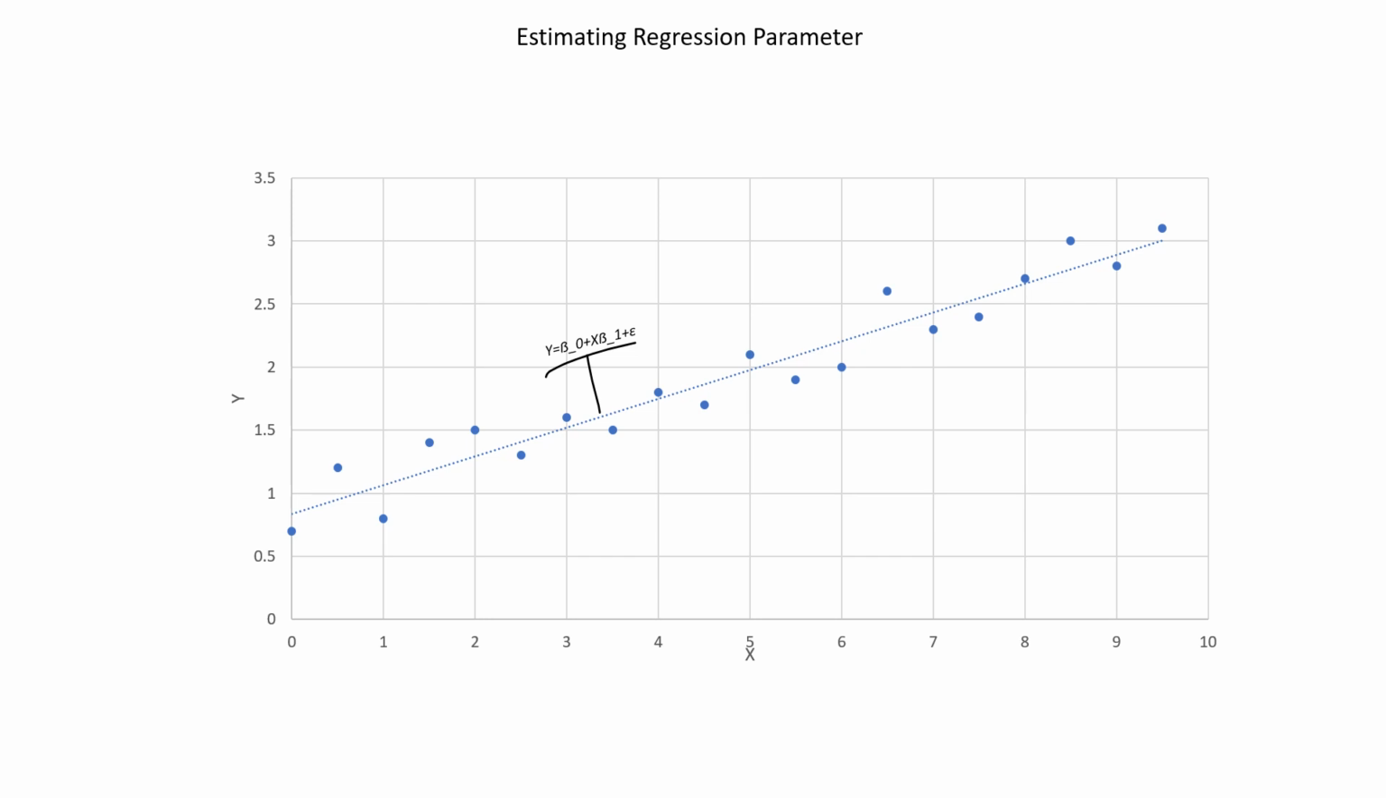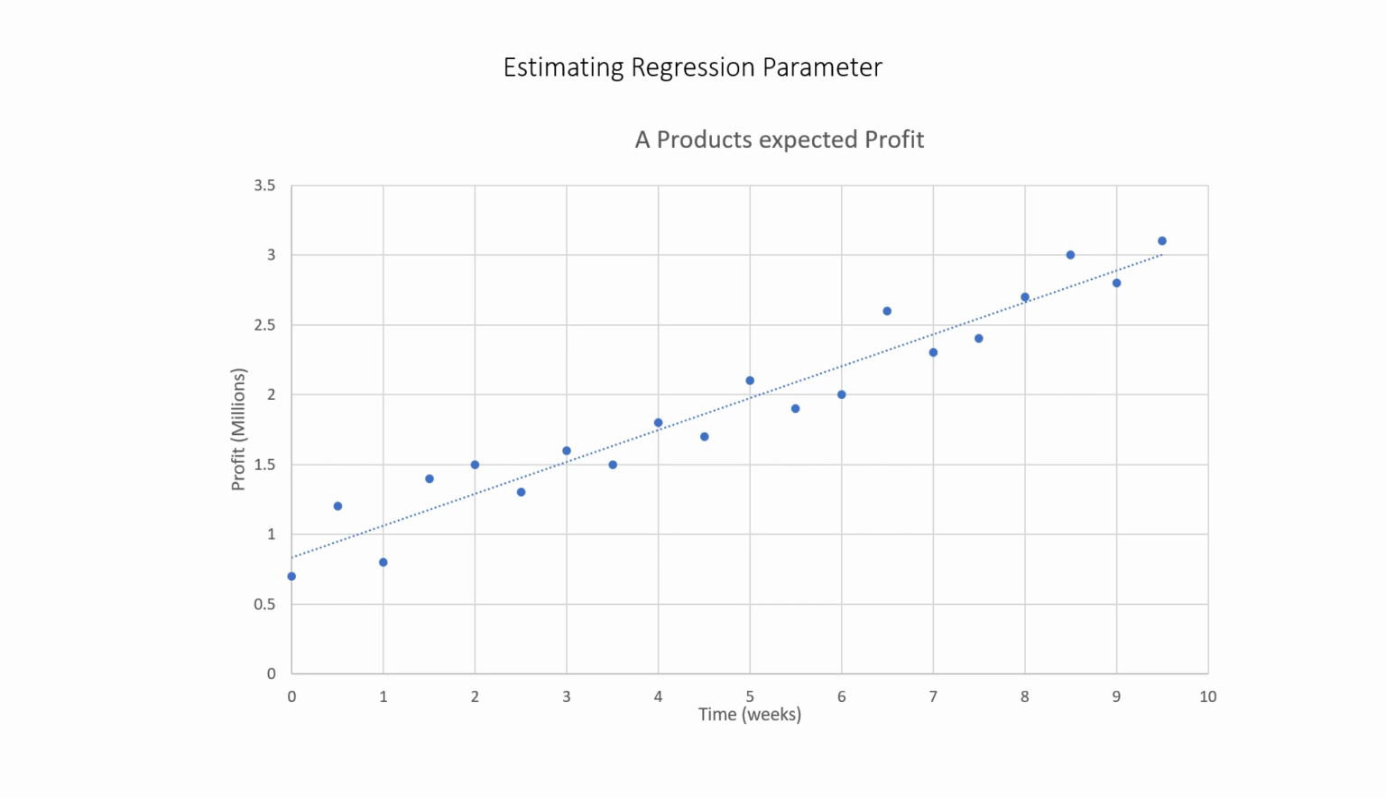So by plotting our points, we are able to get the line of best fit, which allows us to get an estimate of what our parameters will be by finding the slope and y-intercept. Now, we can see an example of how estimating regression parameters can apply to the real world and show us why it is important. The graph shows the profit of a product that has been in the market, where the x is the amount of time it has been in the market and the y being the profit made.